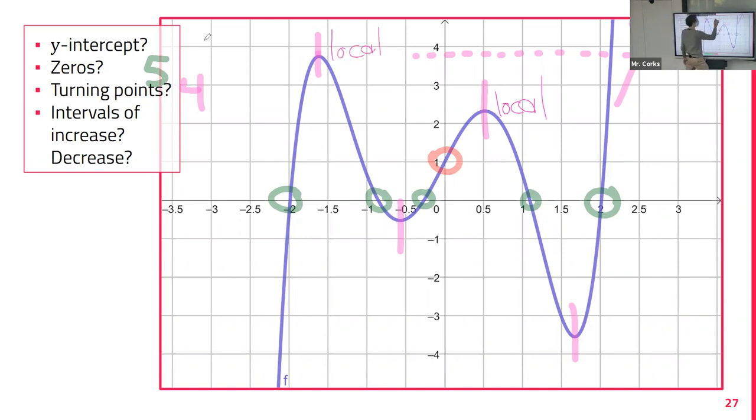All right, and the 2 minimum points that we have, are they local or global? All right, so both local because we can draw our dotted line over. This is lower here. This also is not the overall lowest point. Okay, so we have those 4 turning points. And then based on that, how many intervals of increase or decrease do we see?